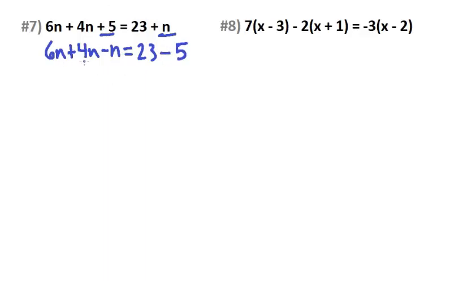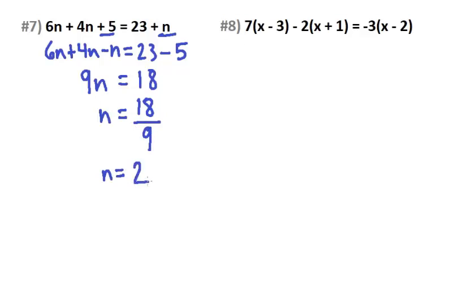Now that I have letters on the left side and numbers on the right side, I'm going to do the operations. 6 plus 4, 10, minus invisible 1, it will be 9n. 23 minus 5 is 18. So to find n, I need to pass the 9 that is right next to it to divide. So it will be 18 divided by 9. 18 divided by 9 is 2. That will be the answer for this exercise. N equals 2.